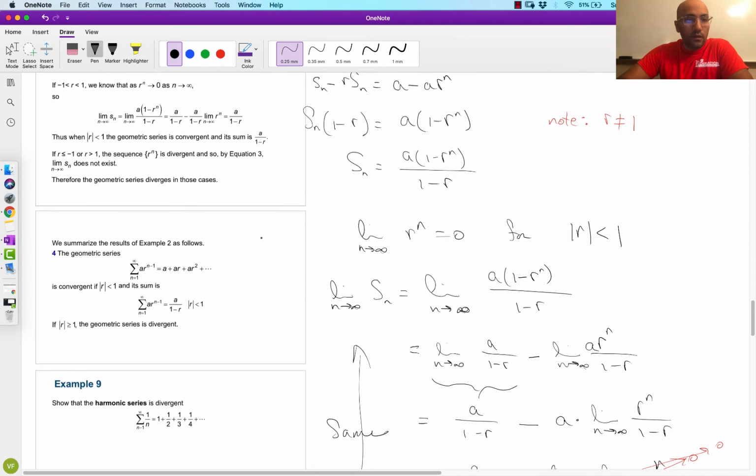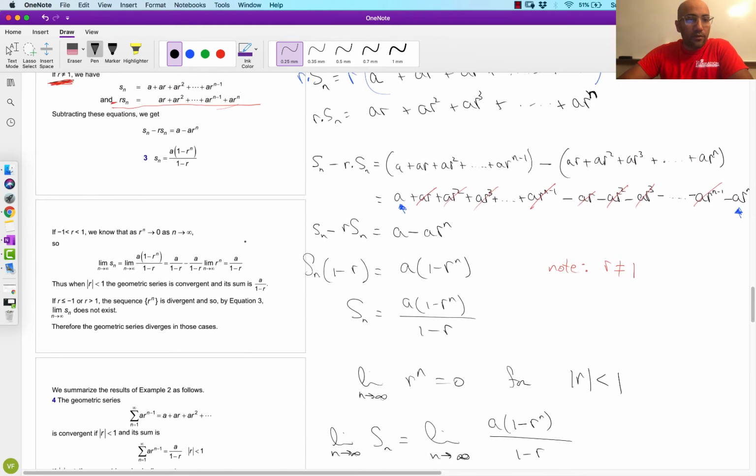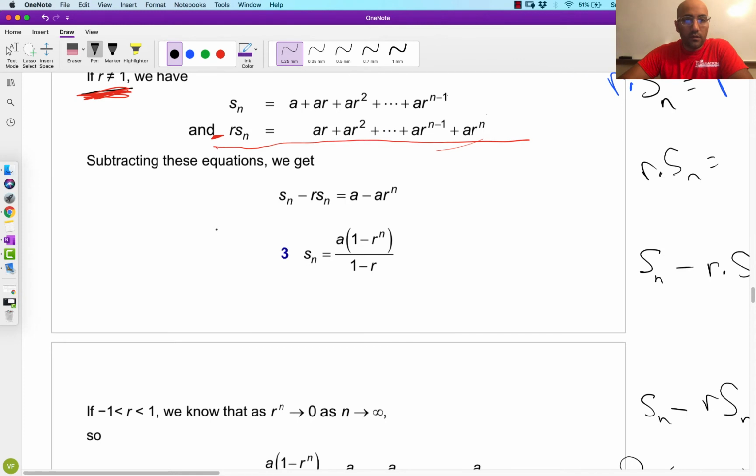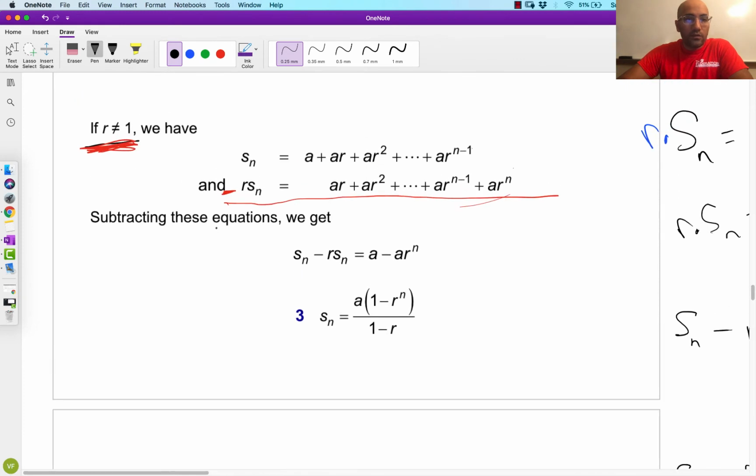So let's look at the summary your author did. A little neater than mine. If r is not equal to 1, we have that s sub n equals this. If we distribute an r going across here, we have an extra power of r. So ar becomes this term, ar squared becomes this term, and so on and so forth. Each one of these terms has an extra power of r. If we multiply both sides by r, that's where this comes in. Then we subtract them, this one minus this one. That's how we get this.